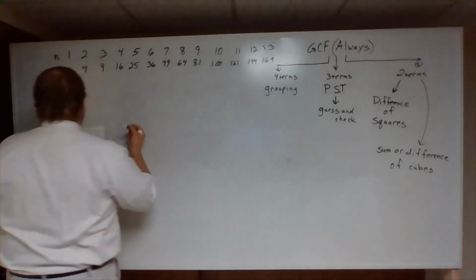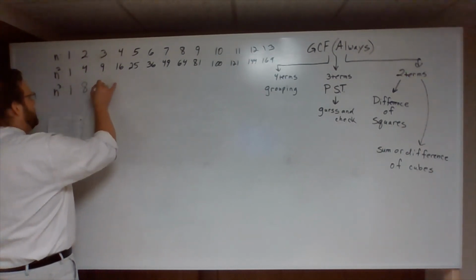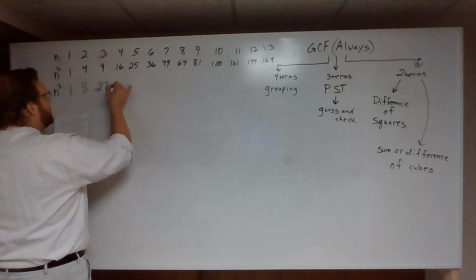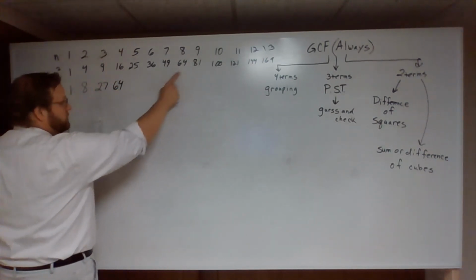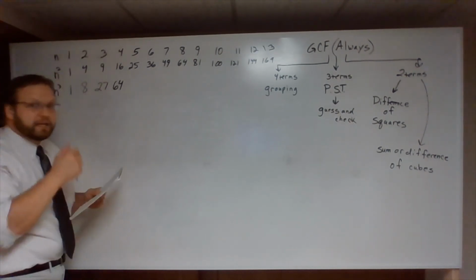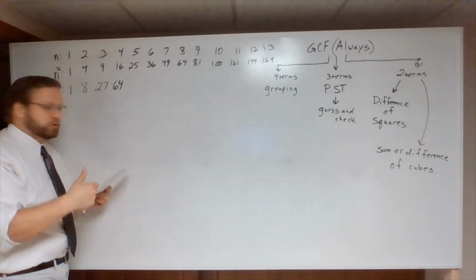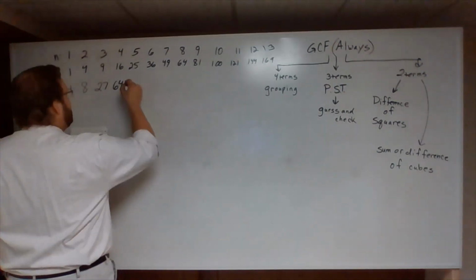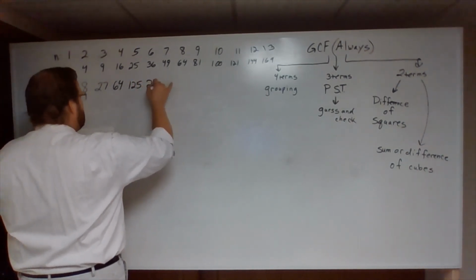So let's go through it. If I'm cubing a 1, I get a 1. 2 cubed is 8. 3 cubed is 27. 4 cubed is 64. Okay, notice, careful here. 64 is both a perfect square and a perfect cube. Be careful and be aware of what you're working with at that moment, squares or cubes. 5 cubed is 125. 6 cubed is 216.